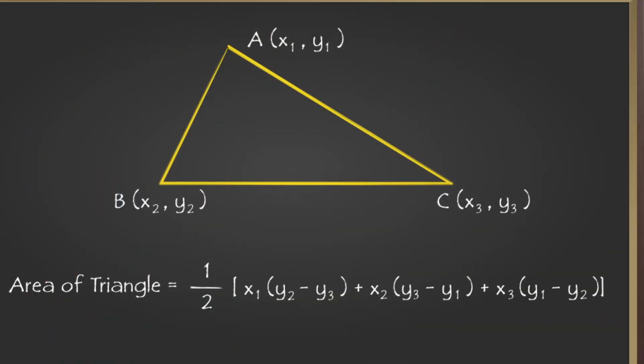So our area of triangle will be equal to half x1, y2 minus y3 plus x2, y3 minus y1 plus x3, y1 minus y2 square units.